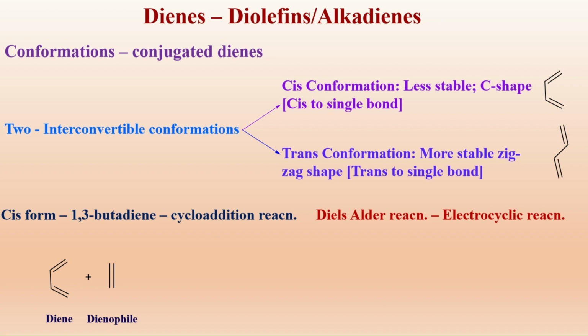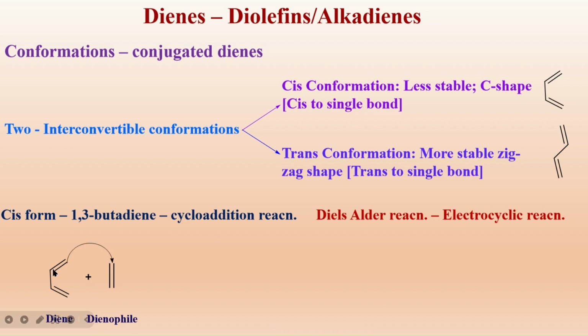Electrophile. What is an electrophile? An electron deficient species, that is, an electron loving species. Dienophile is a diene loving species. This diene loving species reacts with dienes and gives a cycloaddition product.